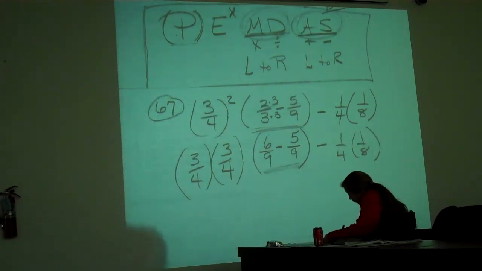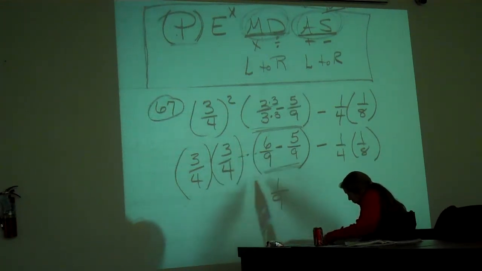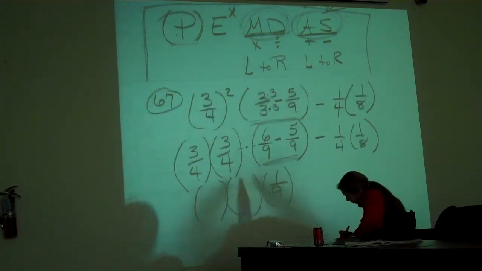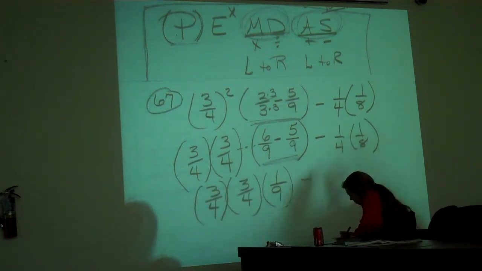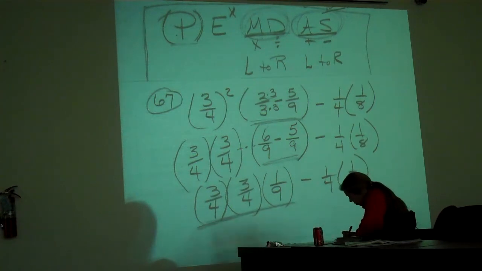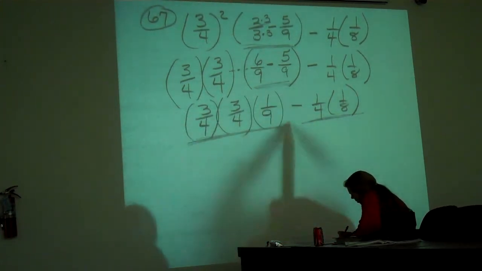Okay, let's do that parenthesis. 6/9 minus 5/9. 1/9. Okay? This is touching, so that's still multiplied, right? So let's just do all of these at the same time. It's all going to be together. Don't do anything till you get everything written down though, okay? Okay, this has to be multiplied, and this has to be multiplied. Let's move it up. Okay, should we do any dividing over here?